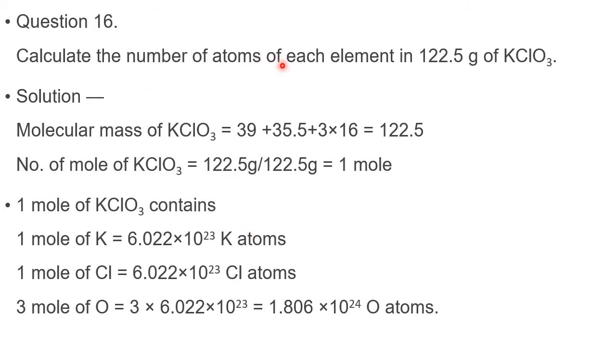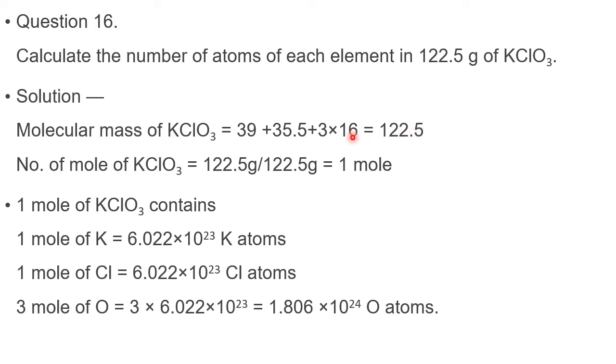Calculate the number of atoms of each element in 122.5 gram of potassium chlorate, KClO3. Calculate the number of atoms of each element. Okay, how many potassium, how many chlorine, how many oxygen are there in 122.5 gram of potassium chlorate? First, as usual, we'll calculate the mass of potassium chlorate. Potassium 39, chlorine 35.5, oxygen 3 × 16, totally 122.5. So this is the gram molecular mass of potassium chlorate, 122.5.